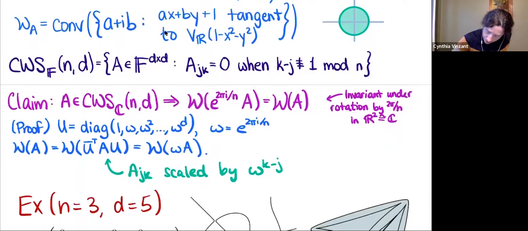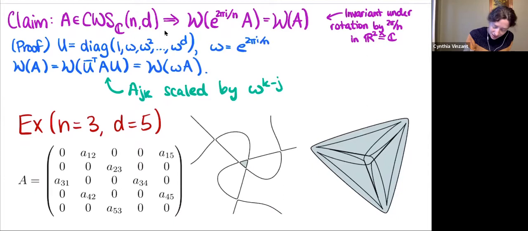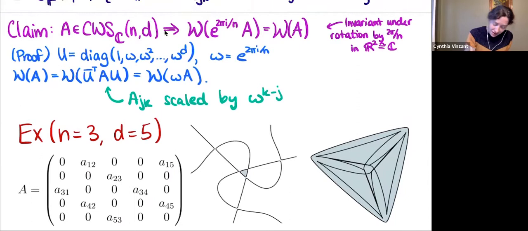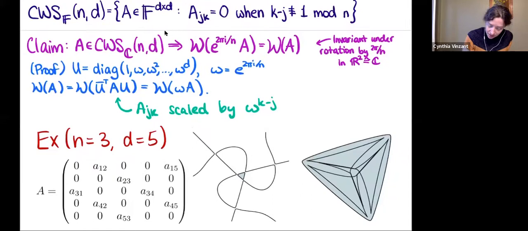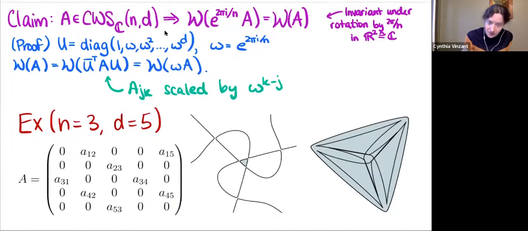So for example, here's a cyclic weighted shift matrix that's 5 by 5, where I take n equals 3. And the only non-zero entries that I'm allowing are where the indices are off by 1 mod 3. If I take such a matrix and I write down the zero set of this determinantal polynomial, I get a picture that looks like this. I get a nice degree 5 plane curve.